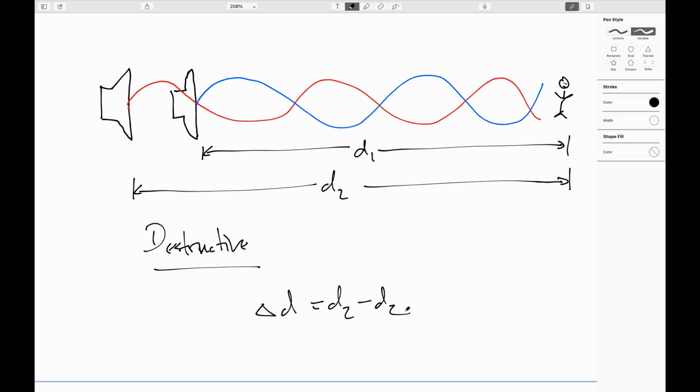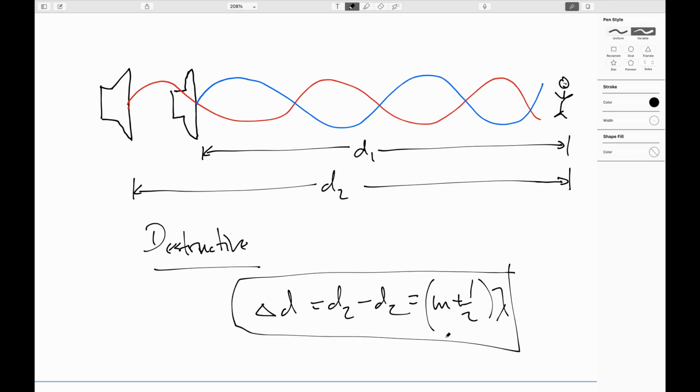Can we think of any other possibilities? Sure. 1.5 wavelengths would give me the same difference. I'd still have a crest meeting a trough, or 2.5, or 3.5, or 4.5, or whatever. So the general case will be m plus a half lambda, where again, we're permitting m to be 0, 1, 2, 3, and so forth.